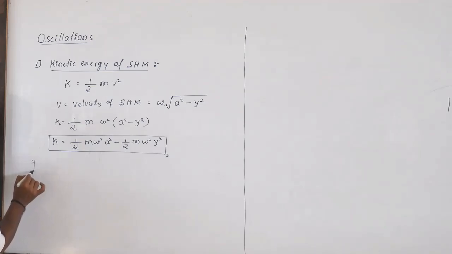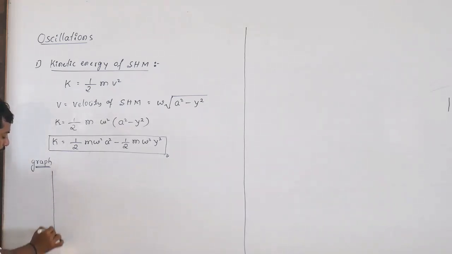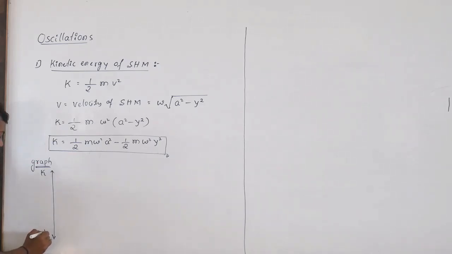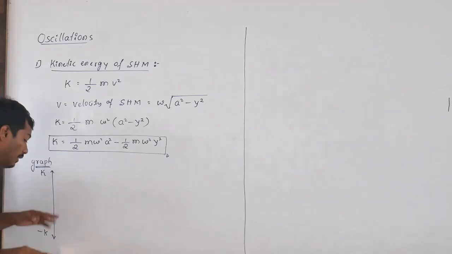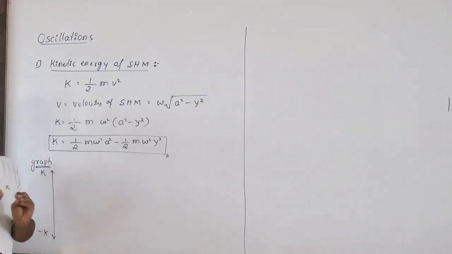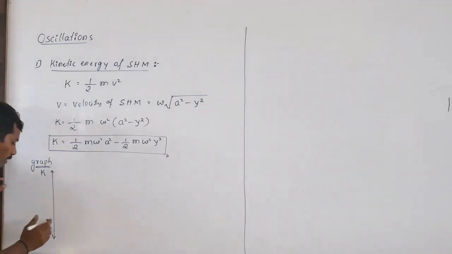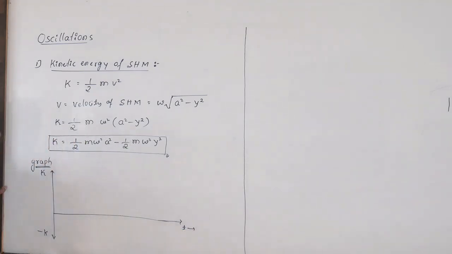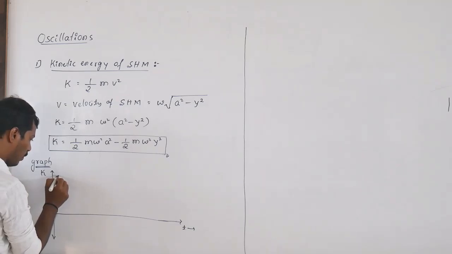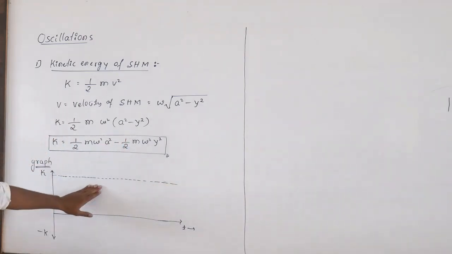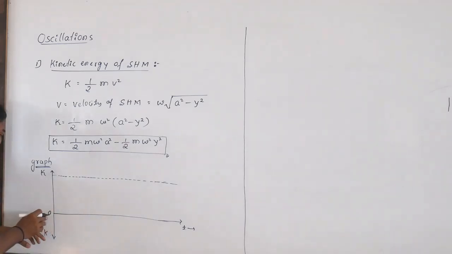Then we have to draw the graph of the kinetic energy. Along the y-axis, taking the kinetic energy, this side is positive and this is negative. But we already know that the kinetic energy, or total energy, should never be negative. So I will draw one x-axis, and along the x-axis I will take only time. Then I will draw one more line which represents the maximum kinetic energy. Consider this is the mean position.